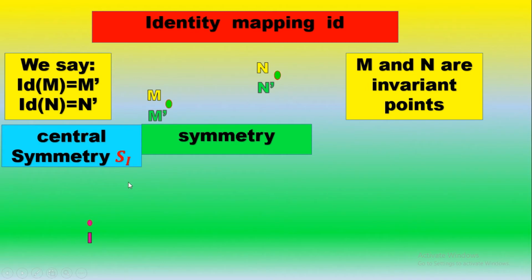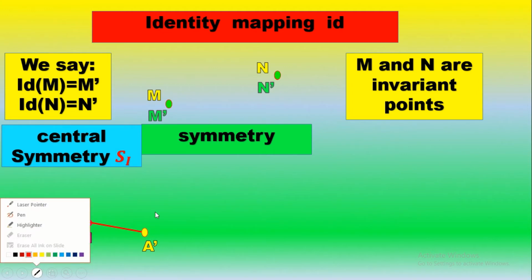We call it SI, the symmetry relative to a point I, which is said to be the center of this symmetry. If we have a point A, for example, and we want to find the image of A, or symmetry of A with respect to I, we join AI and produce it by the same length to give us the image A prime of A. Here we can say that SI of A, the image of A, is A prime.